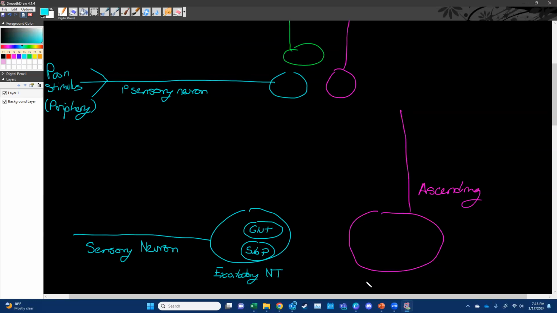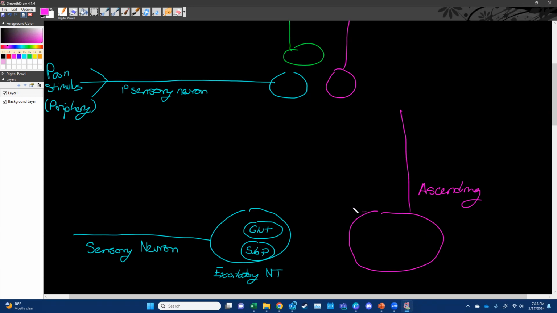And that should make sense, right? If the sensory neuron is trying to tell the brain that something happened, then we need to use excitatory neurotransmitters in order to get the brain aware of what's going on. Each one of these neurotransmitters is going to go to a different receptor found on the ascending neuron.